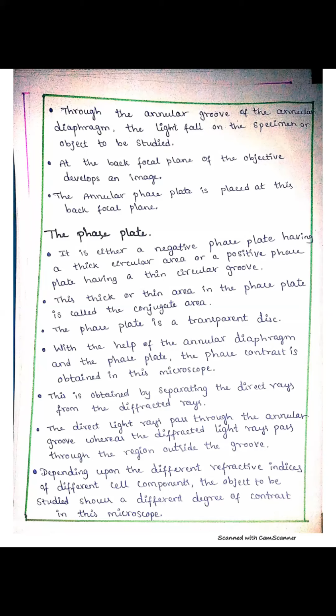With the help of the annular diaphragm and the phase plate, the phase contrast is obtained in this microscope. This is obtained by separating the direct rays from the diffracted rays. The direct light rays pass through the annular groove, whereas the diffracted light rays pass through the region outside the groove. Depending upon the different refractive indices of different cell components, the object to be studied shows a different degree of contrast in this microscope.